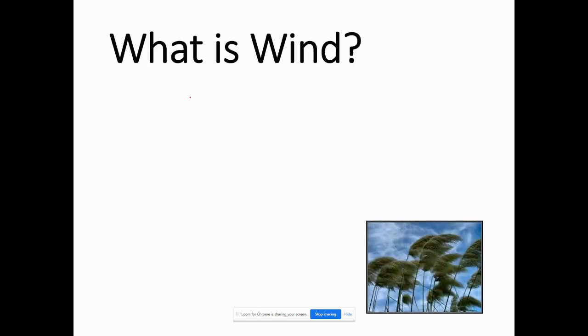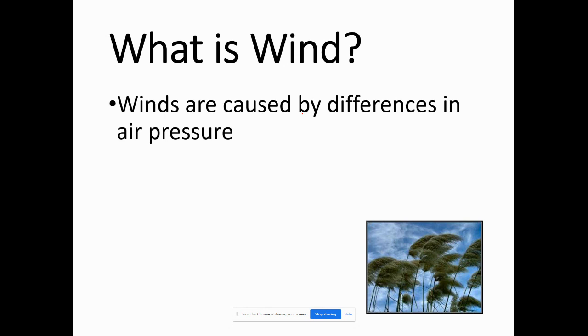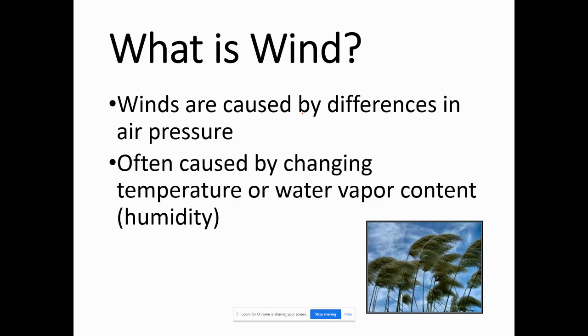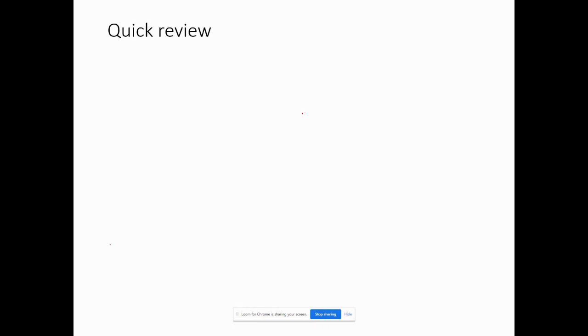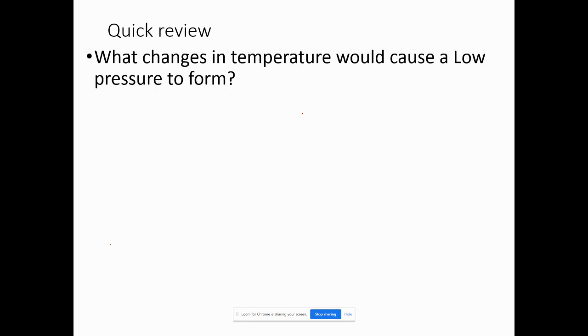So we're going to talk about what wind is. So wind is caused by differences in air pressure, often caused by changing temperature or water vapor content, also known as humidity. So just to review some of these concepts, if we're thinking about changes in temperature, how could we cause a low pressure? So how could we lower the pressure? Remember, these are all inverse relationships. So if I want the pressure to lower, then I'm going to increase the temperature.